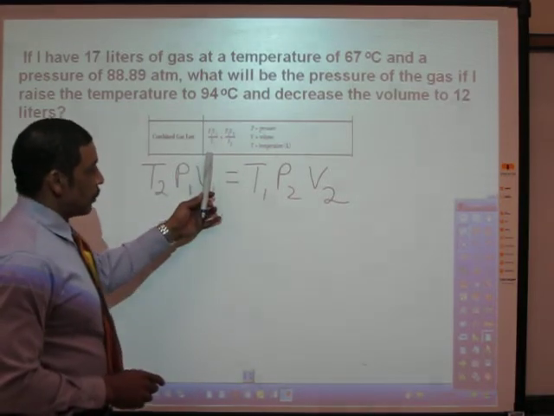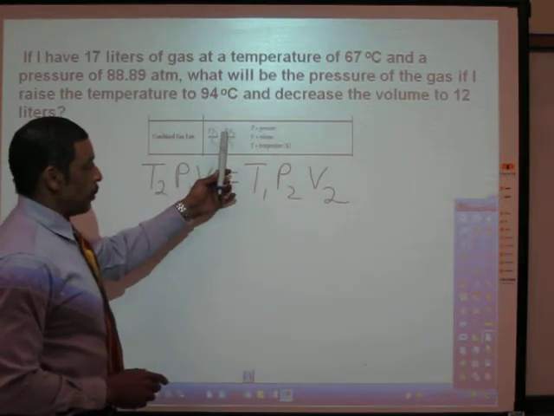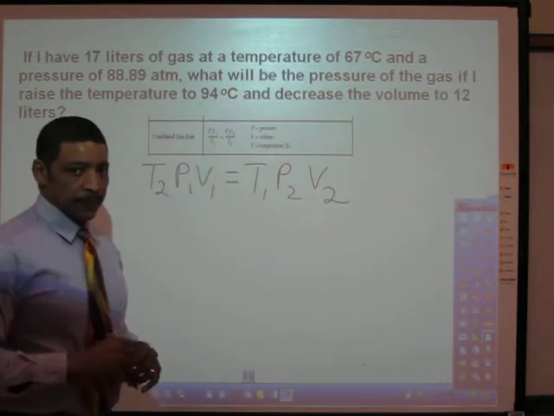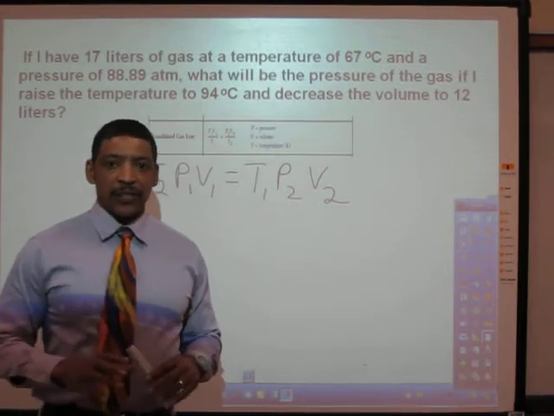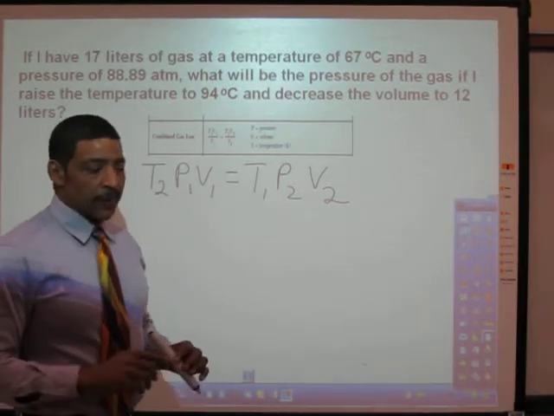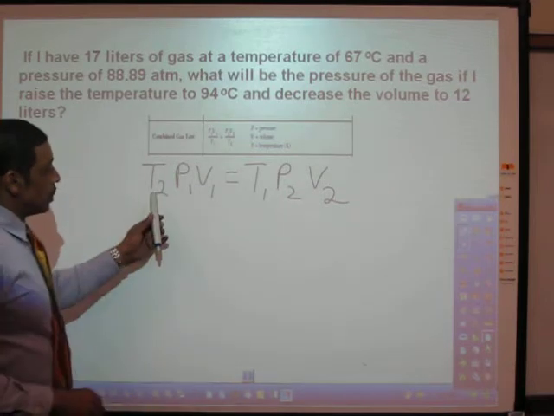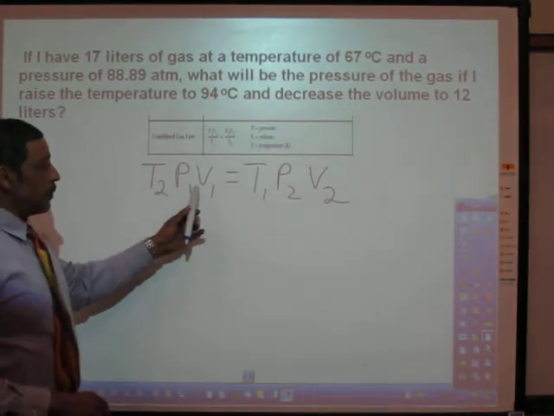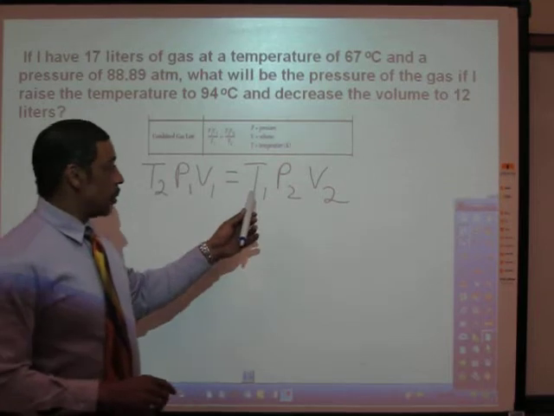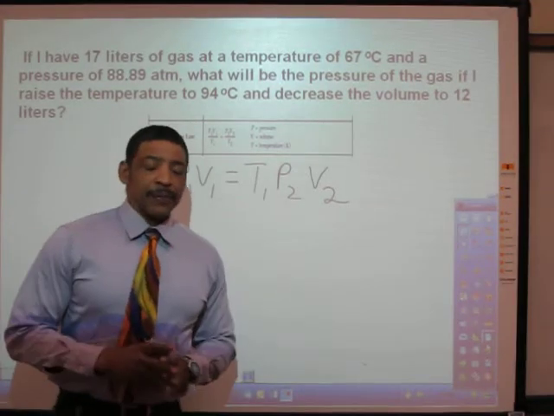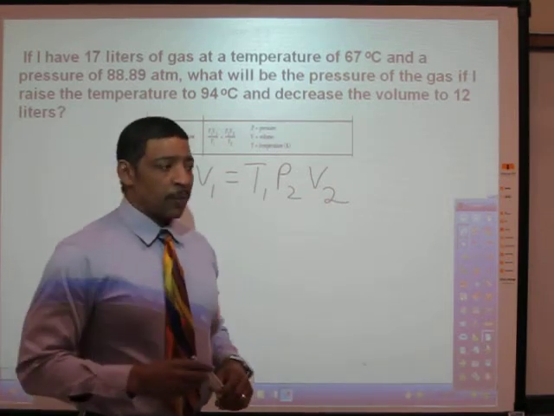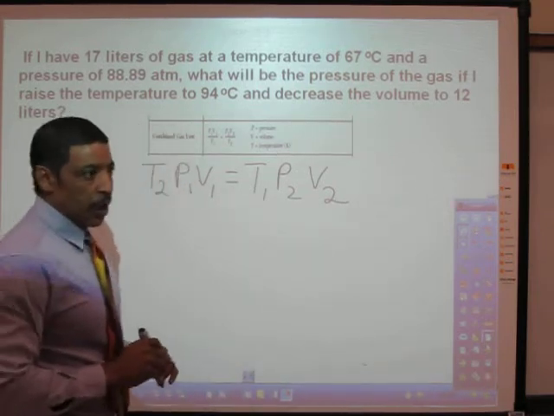P1 V1 over T1 is equal to P2 V2 over T2. But for most students, this formula is much easier to use if you simplify it. T2 P1 V1 is equal to T1 P2 V2. Okay, great. Now let's apply this formula to a specific problem.